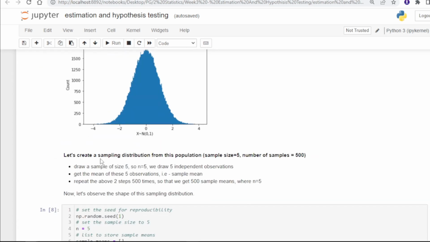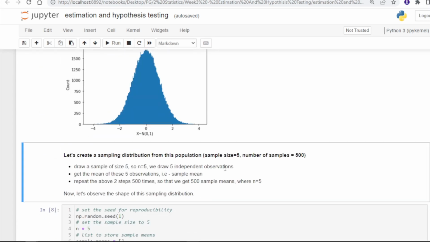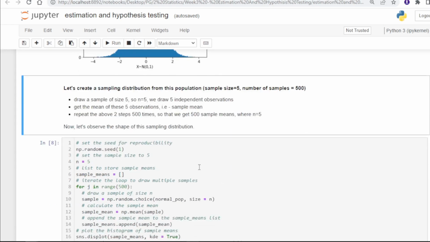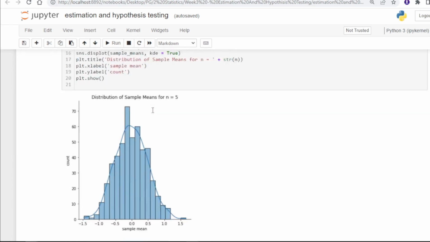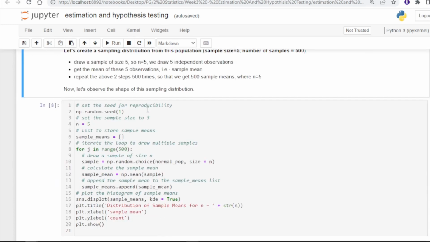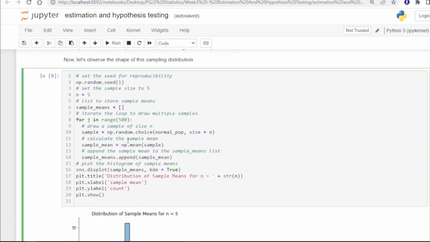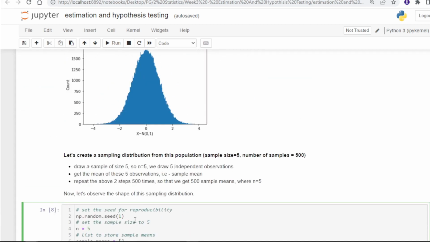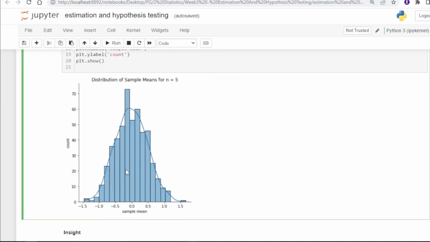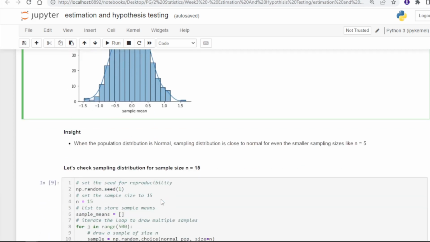Let's create a sampling distribution from this population where the sample size is 5 and the number of samples is 500. So we draw a sample of size 5, so n will again be 5, and the condition will remain the same. Let's see what happens this time. We are again seeding for reproducibility, n is 5, we compute the sample mean, and this time we do it for our sampling distribution. So here you can see how the distribution looks when n is 5.